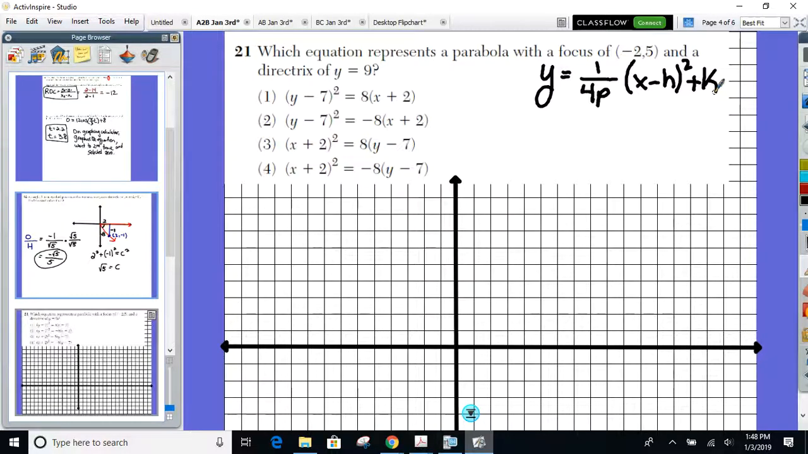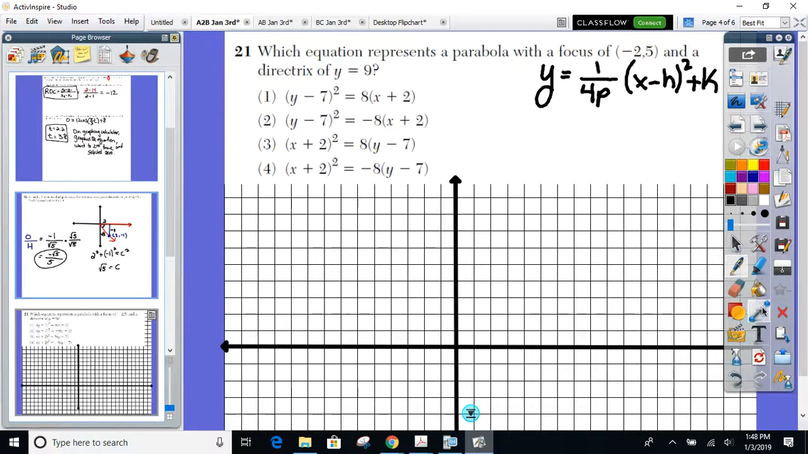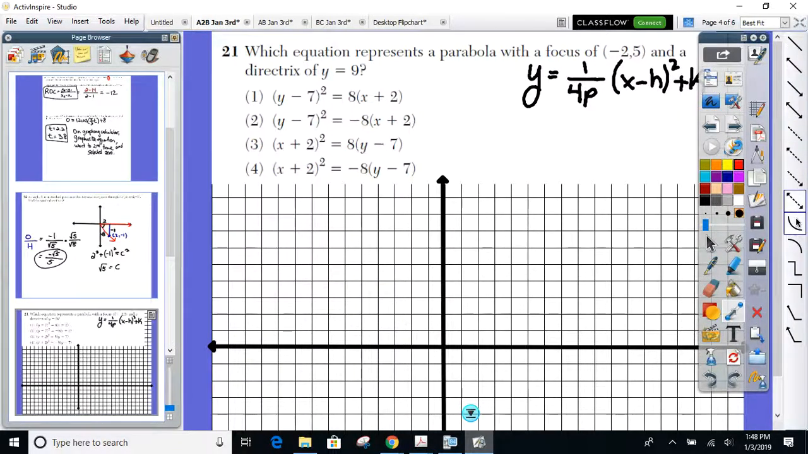Directrix is at y equals 9. Anytime you're going to get a directrix focus parabola problem, I would appreciate it if you took a couple seconds just to sketch it for me, and I'll show you why. Do a quick graph sketch on that scrap graph paper. Y equals 9, the directrix. What type of line is it? It's always horizontal. So at y equals 9, draw me a horizontal line.